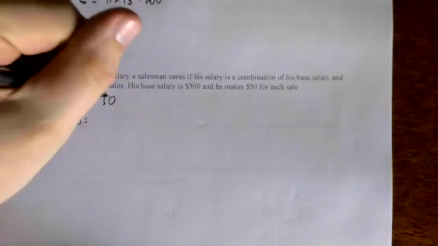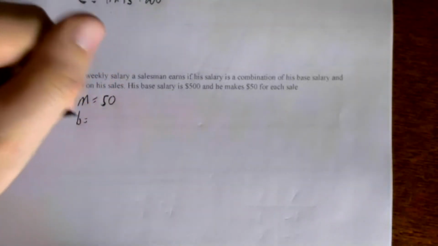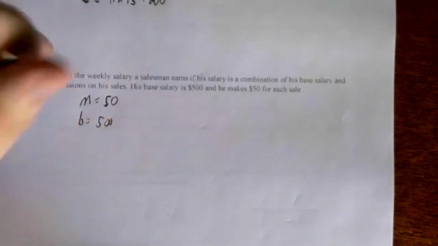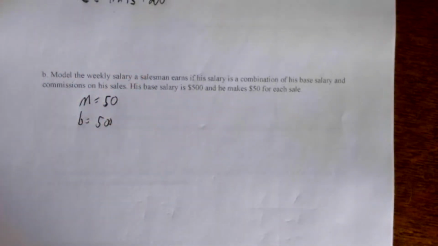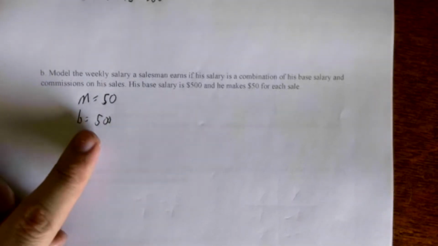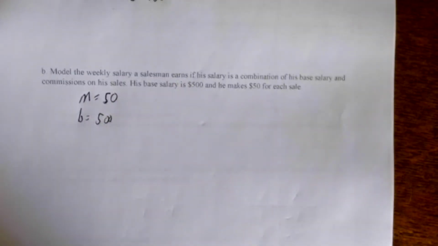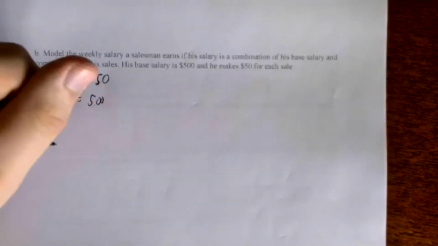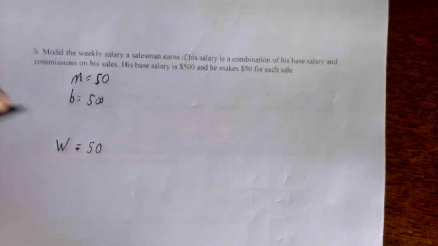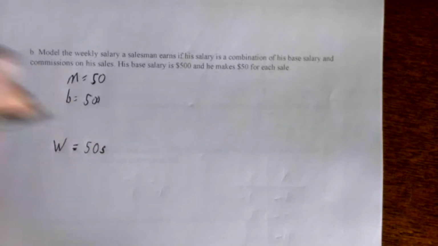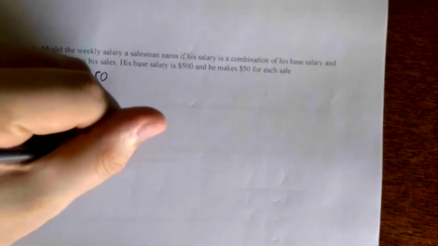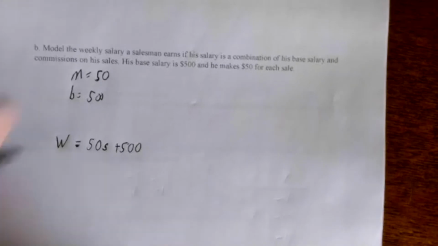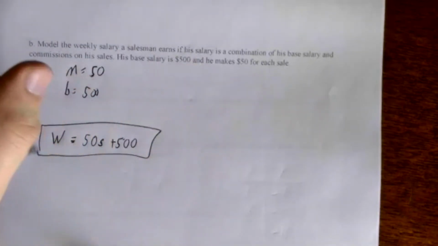Your slope is 50. So what changes is just how many sales he makes, and that means that the b is $500, right? Because no matter if he makes 100 sales or no sales, he's always going to make that $500 from his base salary. So we can say that his weekly salary, I'm going to label it W here for weekly salary, is equal to 50, right? That's our slope, multiplied by the number of sales that he gets, plus the $500 a week that he gets for his base salary. Right? So that's our equation for that one.